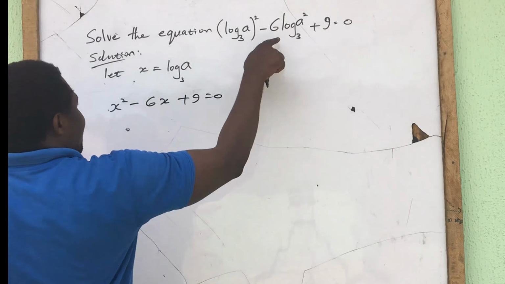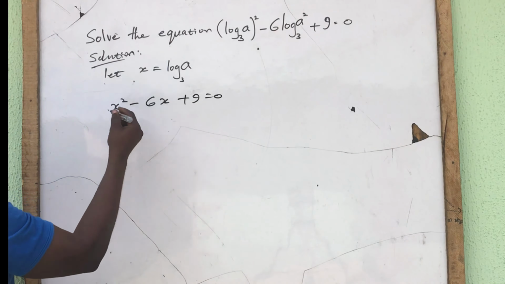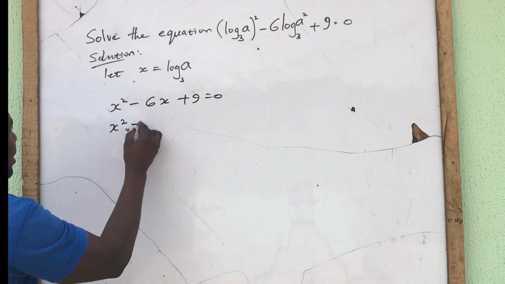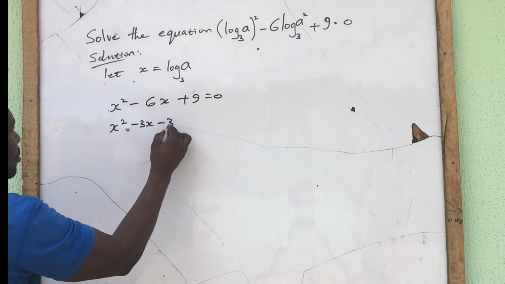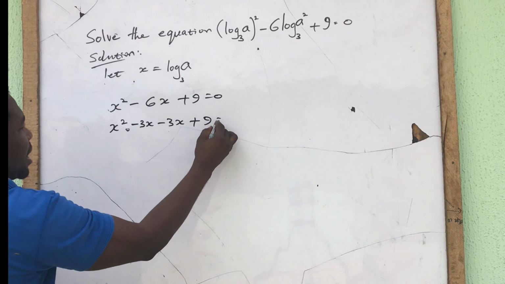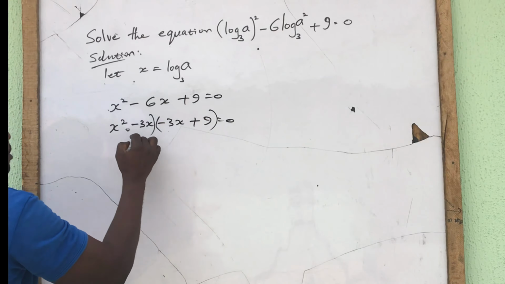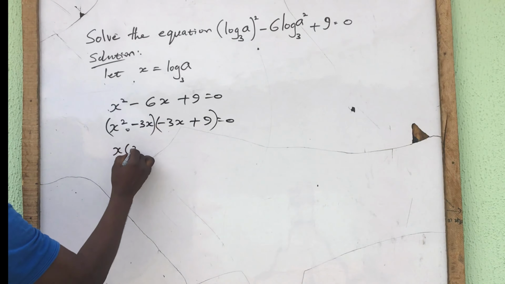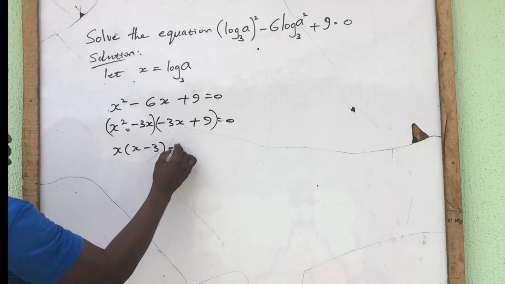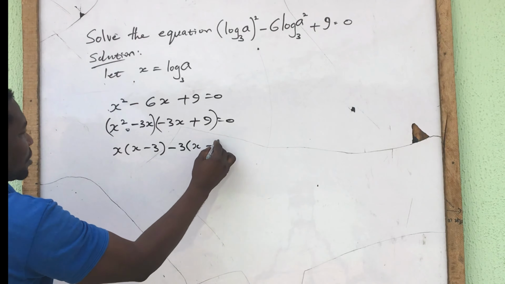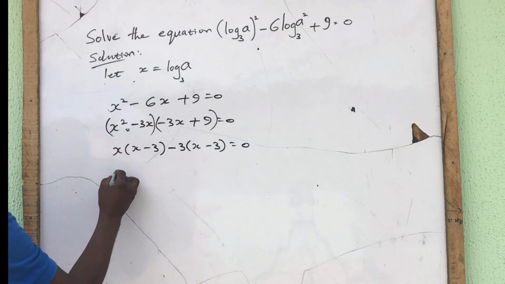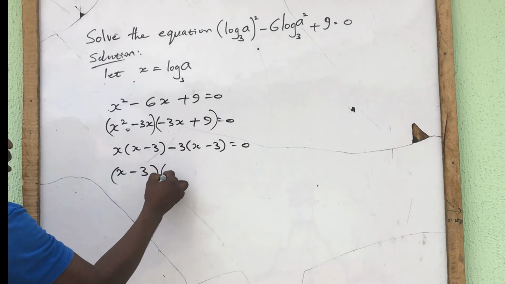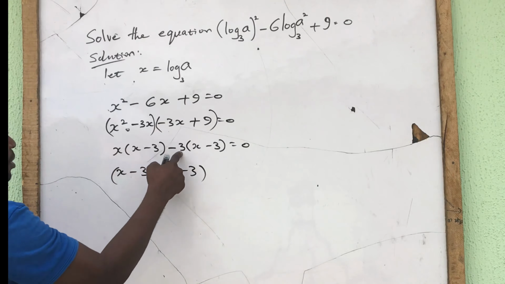So with this, we can factorize now. This is x squared minus 3x minus 3x plus 9 equal to 0. If we try to group this, we are going to have x into x minus 3 minus 3 into x minus 3 equal to 0. So therefore x minus 3 is common, then x minus 3 equal to 0.